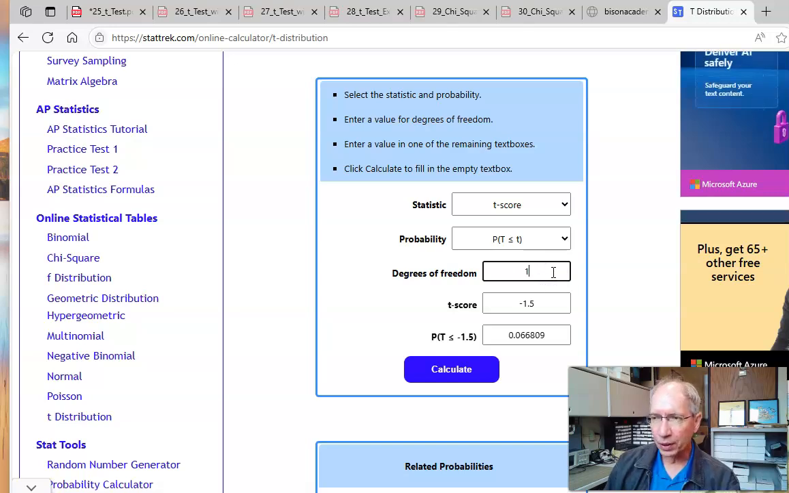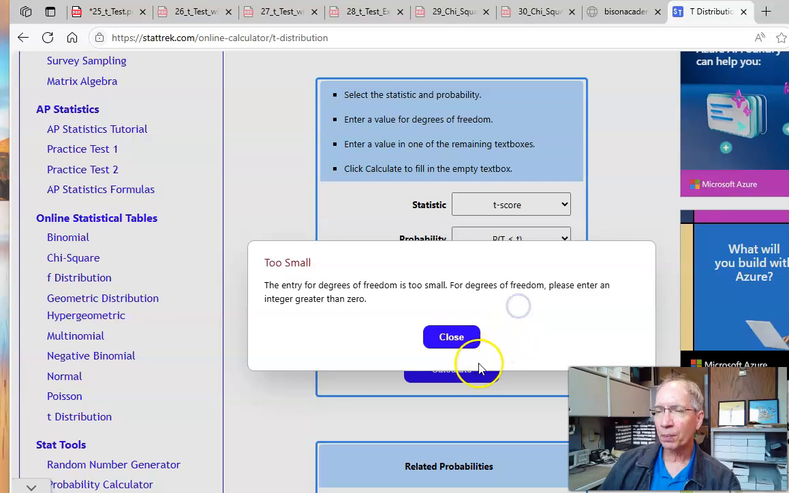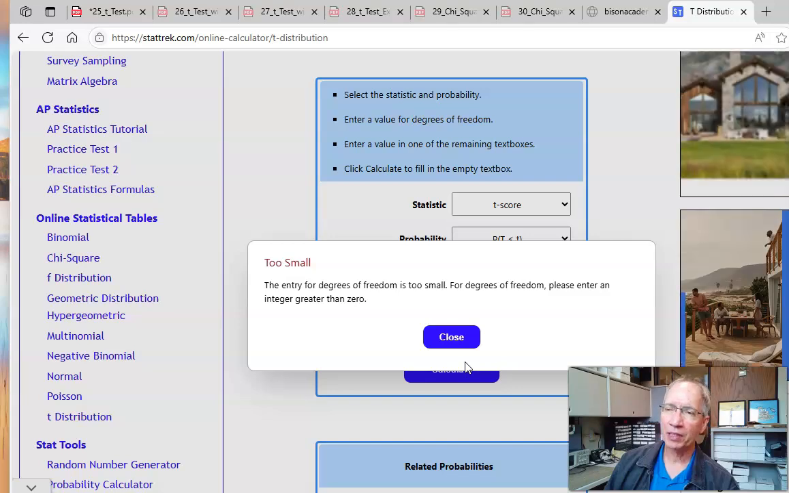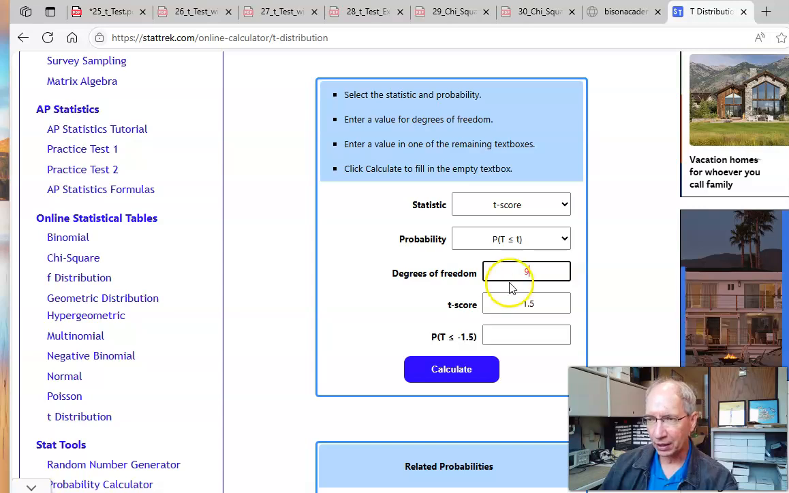Thing to note though, if I have 1 degree of freedom, that means I have a sample size of 2. I can calculate a probability. If I have 0 degrees of freedom, meaning sample size of 1, you get an error message. Sample size of 1 is meaningless. You have to have at least a sample size of 2. So that's one way to use a t-table.